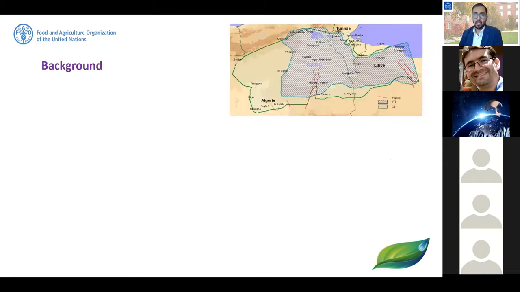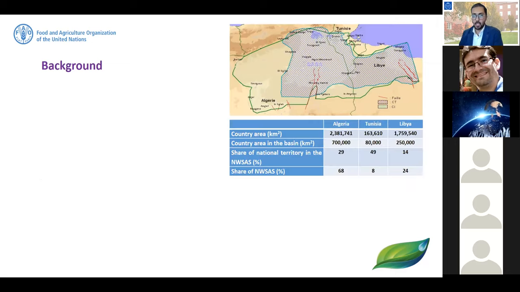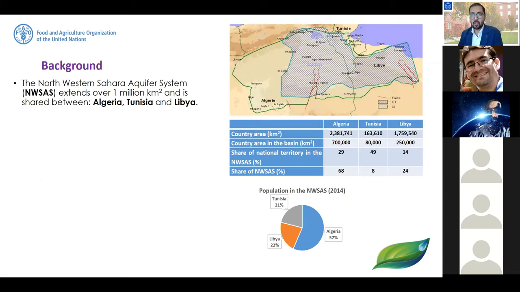The Northwestern Sahara Aquifer, again, to give some background for those who are not familiar with this important water aquifer, extends over 1 million square kilometers. Close to 70% of its area is in Algeria. A significant part is also in Libya and Tunisia.